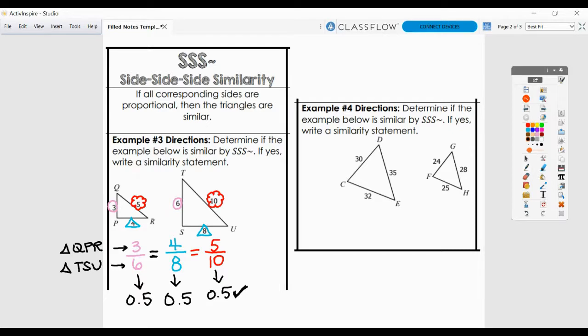So I go ahead and write my statement. Yes, triangle QPR is similar to triangle TSU. Well, QP was my first side, so I go TS, SU matched up, and TU matched up with the third side there. And it was by side, side, side similarity.